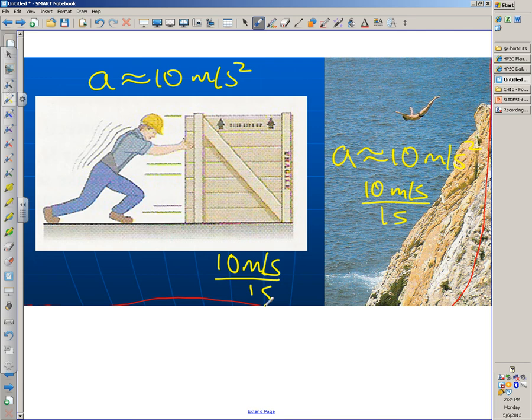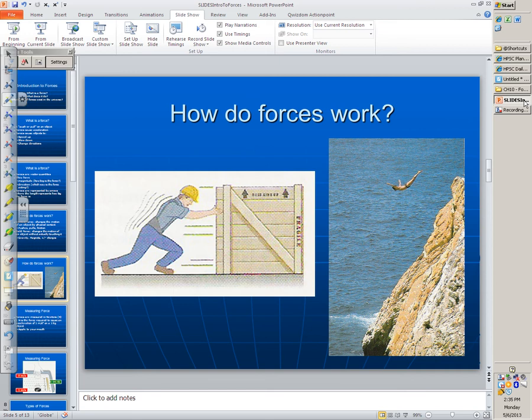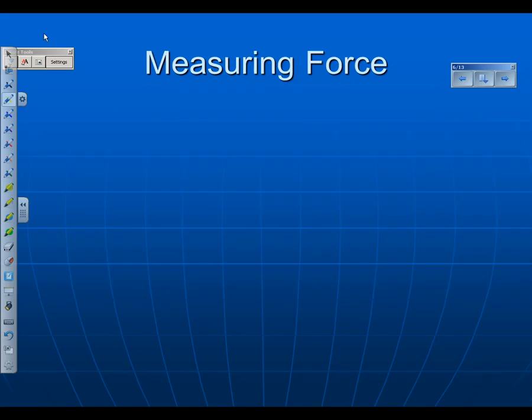It's not that all contact forces are stronger than field forces or vice versa. You can end up with the same acceleration from a contact force as you do from a field force, just a different way of doing it. So don't think that there's something fundamentally different about them. They both cause acceleration, and they both can cause the same acceleration. It's just a different way of accomplishing it. Questions? All right, let's go back and talk about how we measure force.